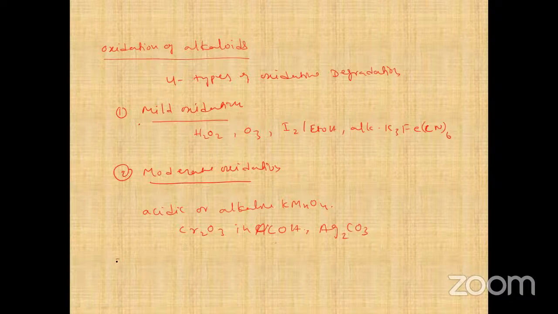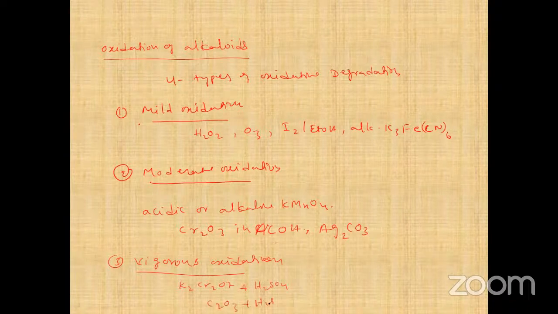Next, the third one, vigorous oxidation. In vigorous oxidation we use K2Cr2O7 in H2SO4, or chromic oxide in H2SO4, concentrated HNO3 or fuming HNO3, and also oleum and MnO2. All these are used for vigorous oxidation.